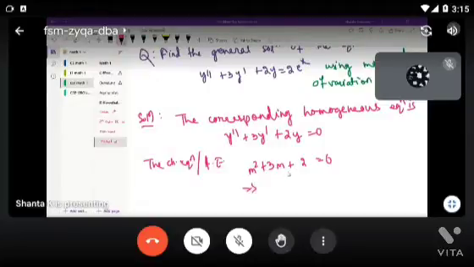Minus 2 and minus 1. You can look at it. These are the equations. Okay. So now the complementary function yc.